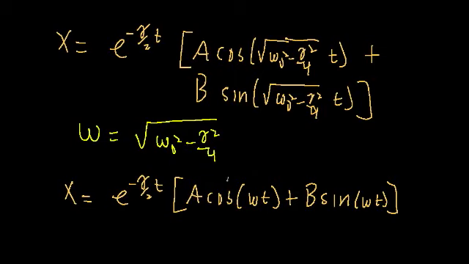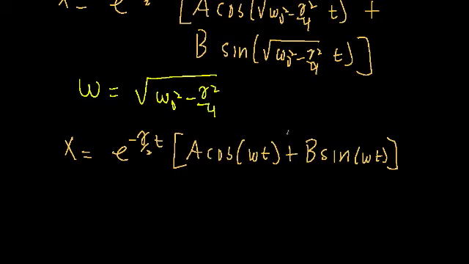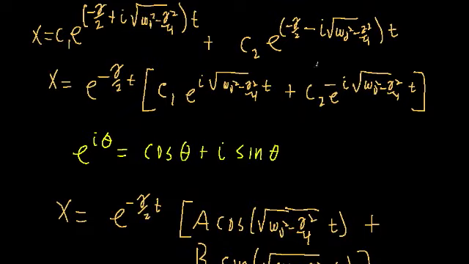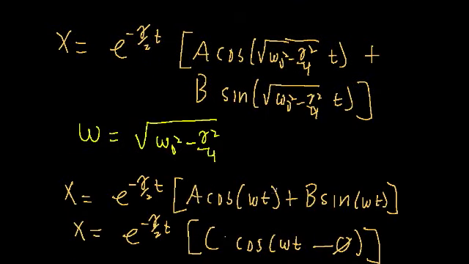In fact, we can go one step further if you like. We can even rewrite this parenthesis term in amplitude phase form. So we can say that x is equal to e to the negative gamma over 2t times an amplitude, say C, times cosine of omega t minus phi. So here's our general solution, just in a much more intuitive and workable form. It's the same exact thing as this, just slightly easier to look at.